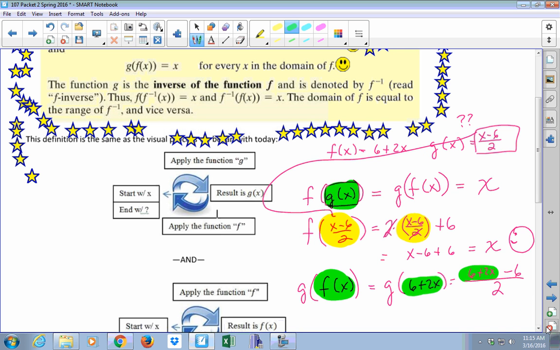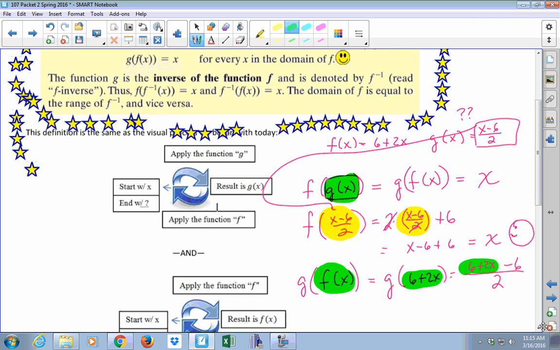Okay, so let me simplify this. 6 plus 2x take away 6 over 2. The 6's cancel, so I get 2x over 2. And lo and behold, I'm back to x. Now I really get to finish my smiley face.